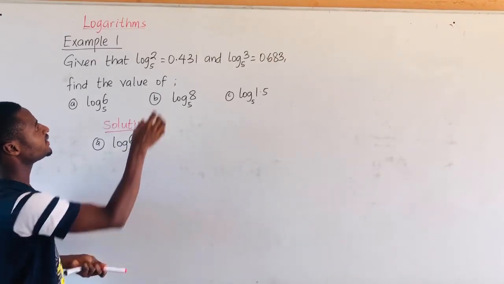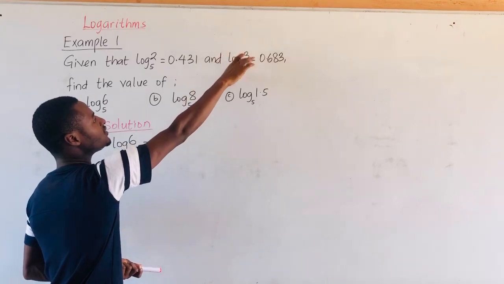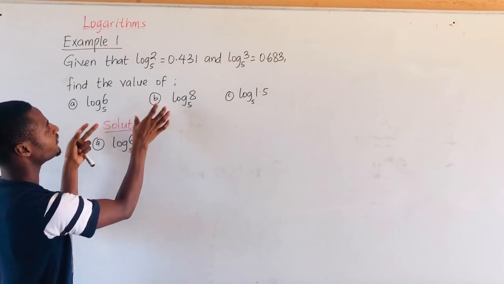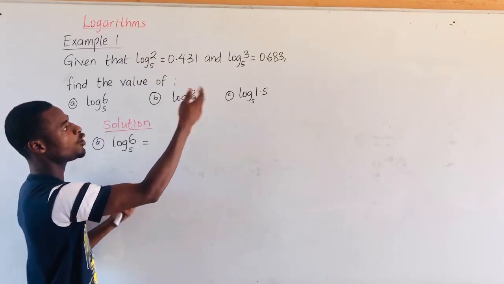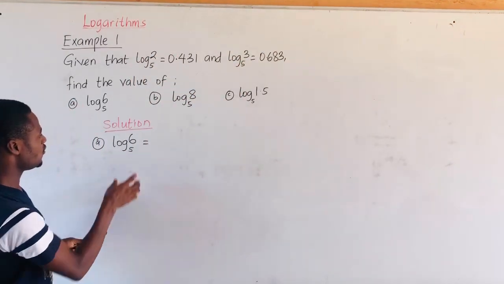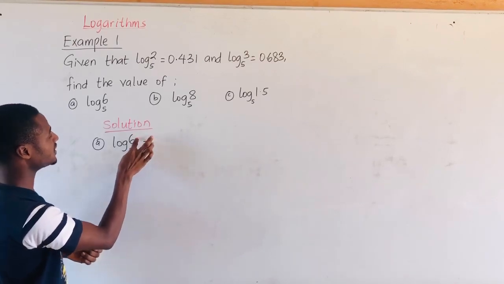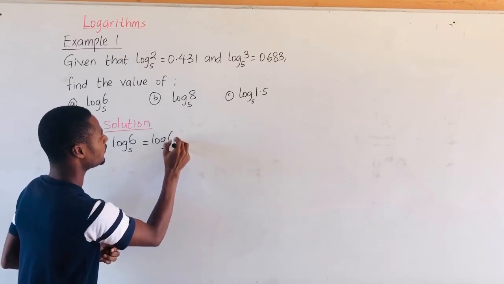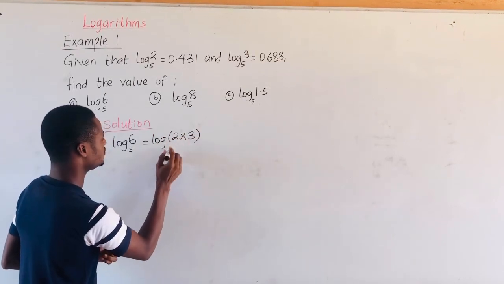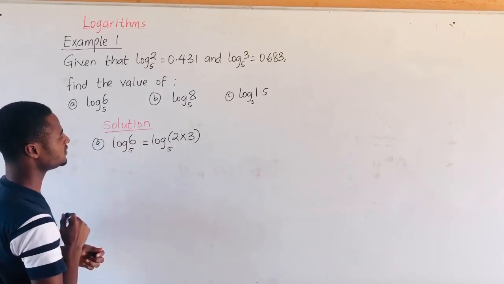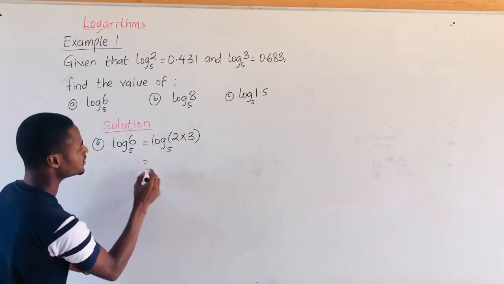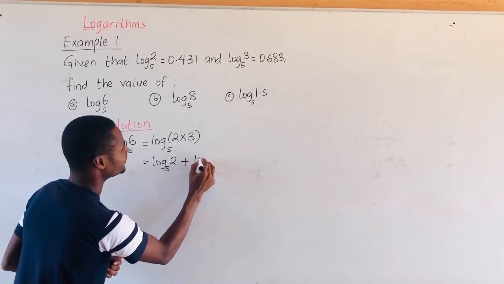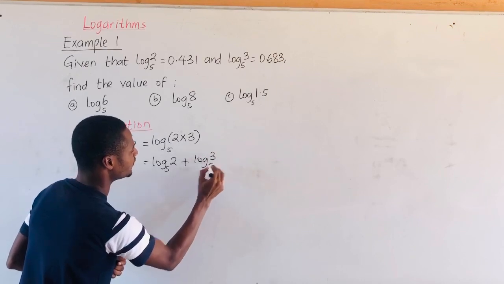Note that because we are given log 2 to the base 5 and log 3 to the base 5, we should always think of expressing whatever we have in terms of log 2 to the base 5 or log 3 to the base 5. So with the first one, since we have log 6 and we want to express it in terms of 2 and 3, we will have log of 2 times 3 to the base 5. 2 times 3 will still give us 6. Then applying the laws of logarithm, this will give us log 2 plus log 3 to the base 5.